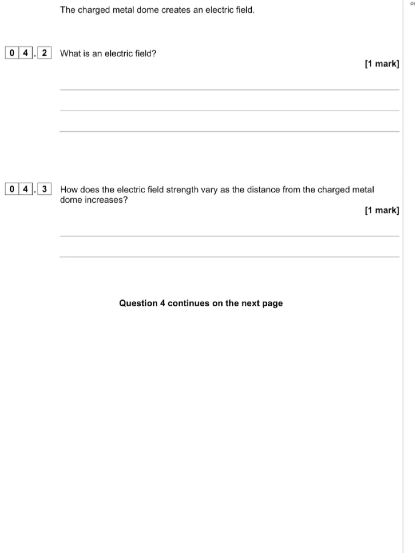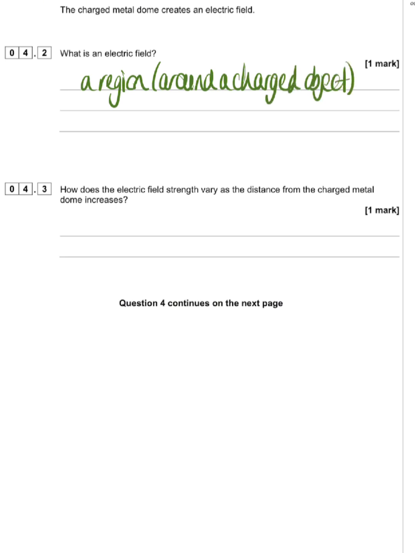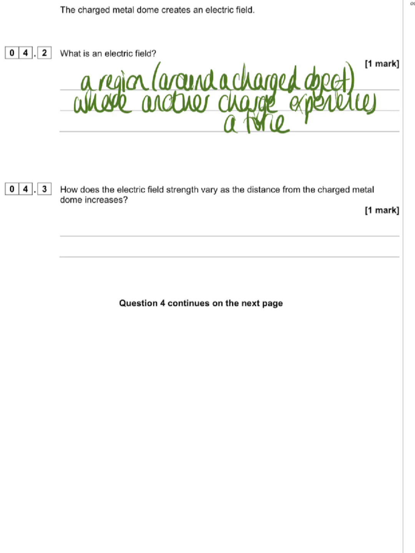So the Van de Graaff dome creates an electric field, and we're asked to define what is meant by an electric field. So a field is a region around a charged object, in this case, and in that region, other charges will experience a force. And as you move further away from the dome, the field strength is going to decrease.